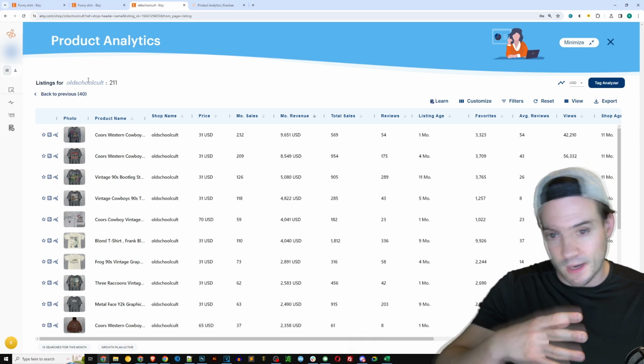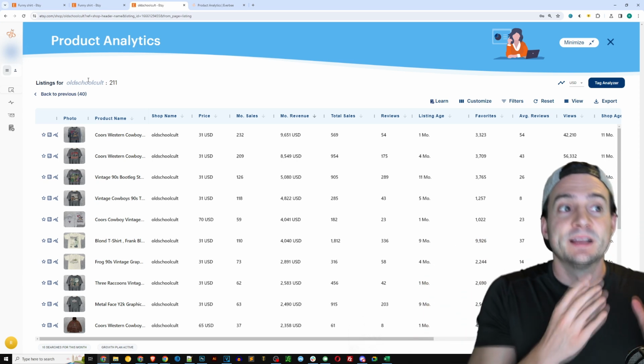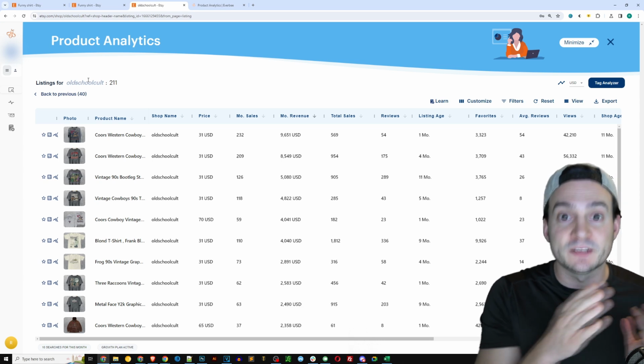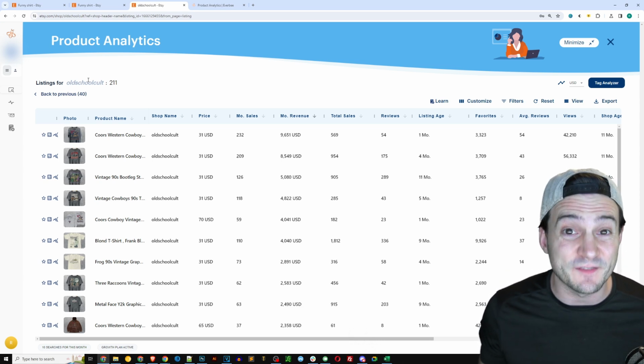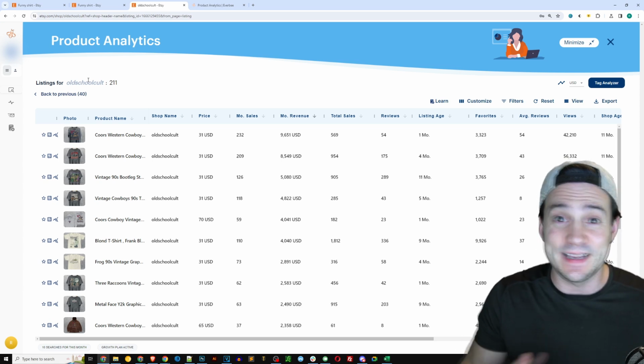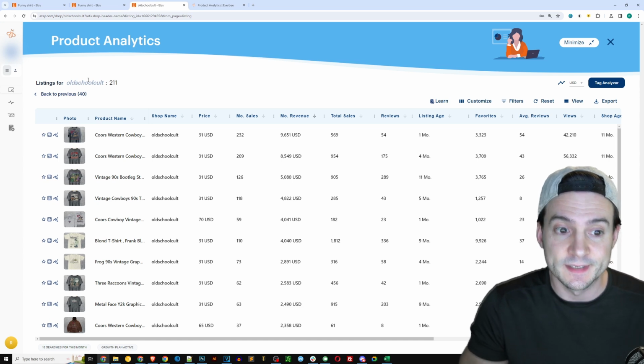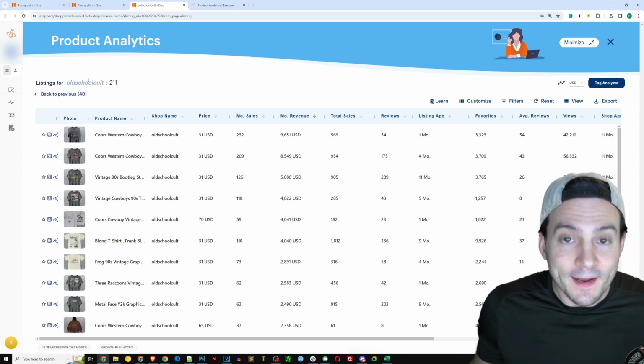Number 4, and this should probably be number 1 in terms of priority, are they making enough sales that combination of product plus niche has a realistic shot of getting us closer to our goals? Because if it's a product that's not making any sales or it's making like 2 sales a month and our goal is to make 10K a month on Etsy, skip that. It's not worth it, right?